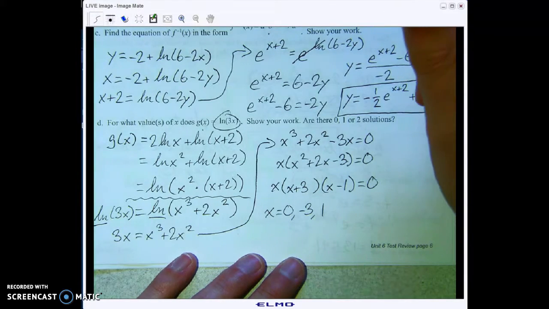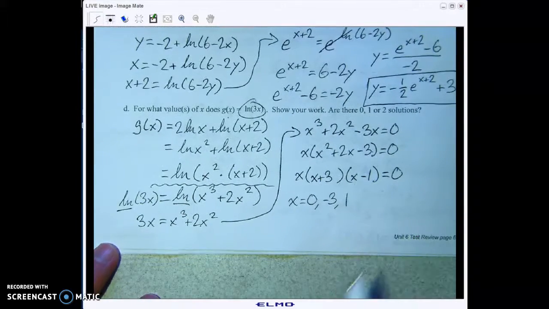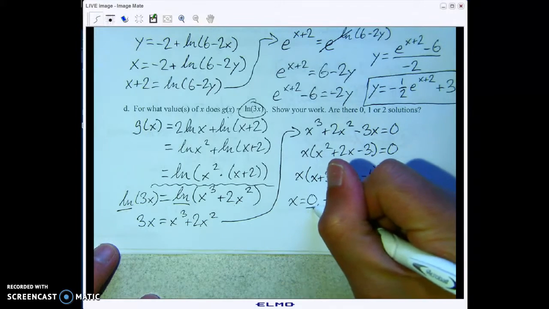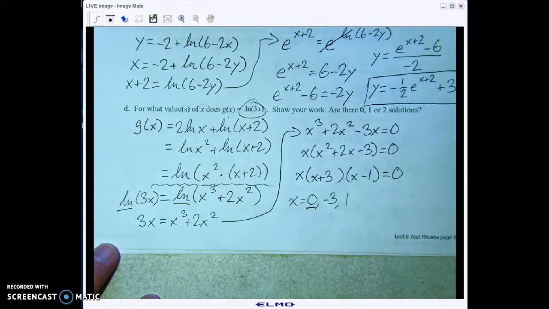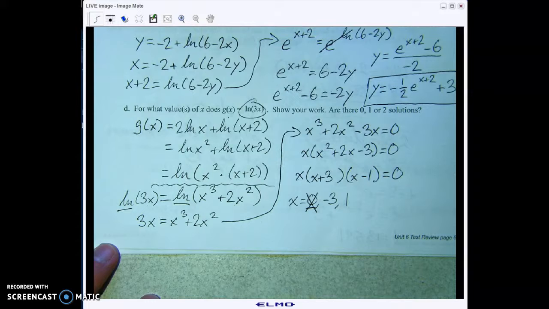Okay, well, now we need to check those answers, right? Does 0, -3, and 1, do they all work? And how do we check that? Well, that means that we need to go back to where we started. Does the natural log of 3x equal the natural log of x cubed plus 2x squared? Well, let's try 0. Does the natural log of 0 equal the natural log of 0 plus 0? Well, I don't know. What is the natural log of 0? Can we even do that? Does 0 work? Maybe you can plug it in, but if you look for the natural log of 0, you're actually going to get a value that's undefined. So 0 cannot be an answer.